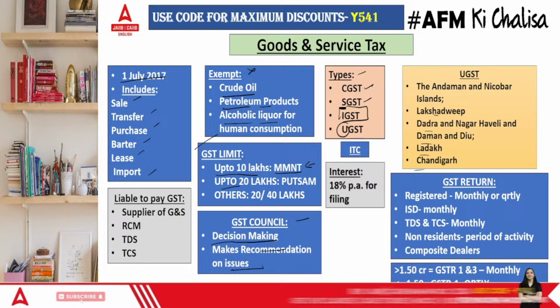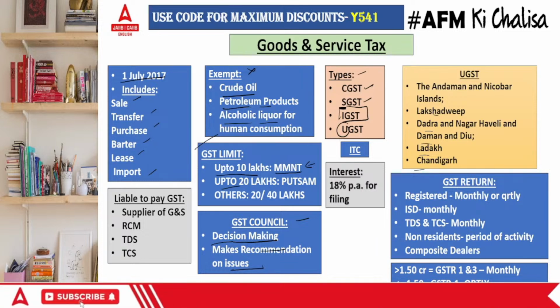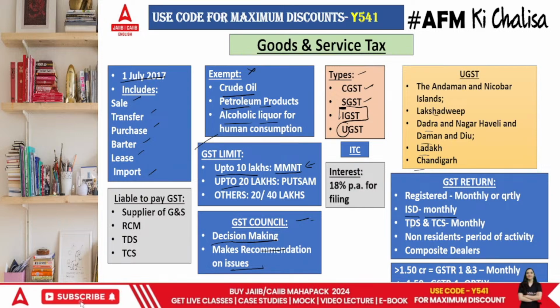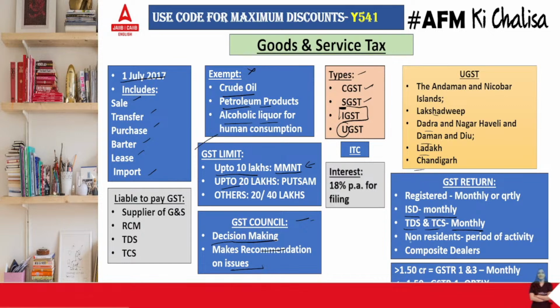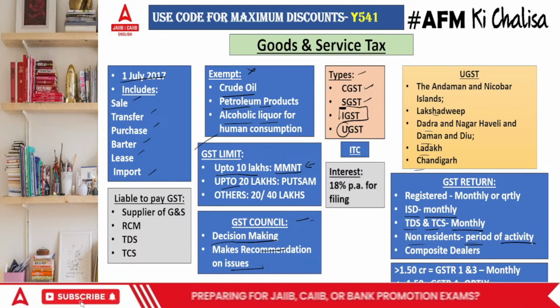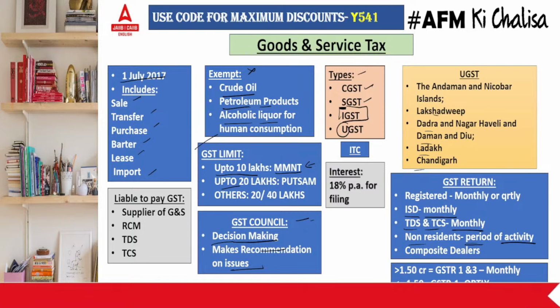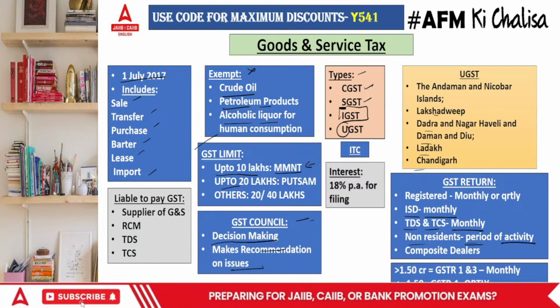Then GST return. What is the GST return? It has to be filed monthly or quarterly. There are two areas: IST, which is given monthly; TDS, TCS is deposited monthly. Non-resident period of activity is there. They are active for a specific period. They should take permissions for opening their books of accounts in terms of that particular area.